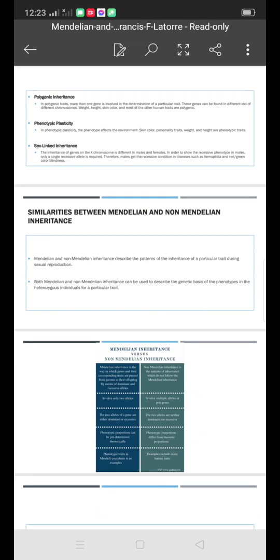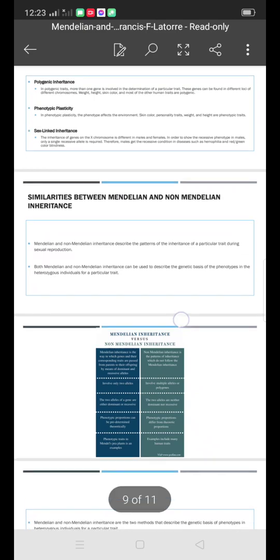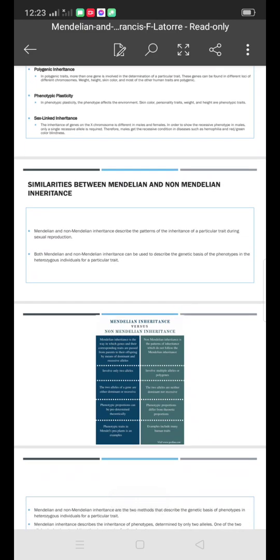When we say sex-linked inheritance, the inheritance of genes on the X chromosome differs between males and females. In order to show the recessive phenotype in males, only a single recessive allele is required. Therefore, males get recessive conditions in diseases such as hemophilia and red-green color blindness.